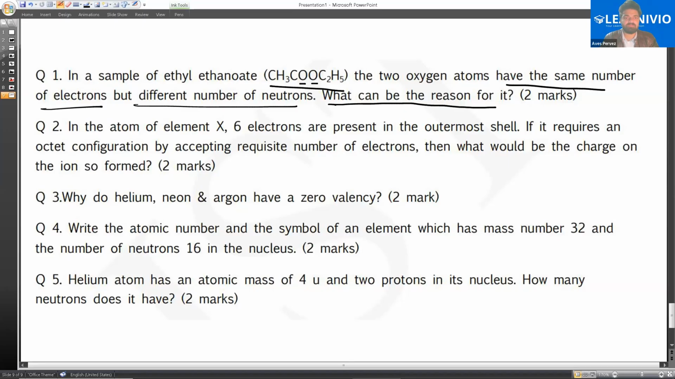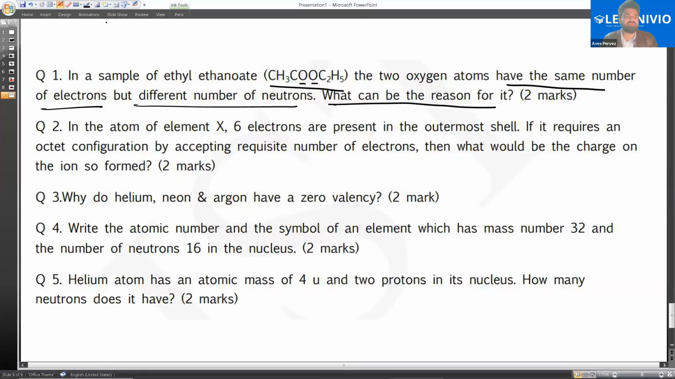Yes. Answer me, Safia, the first question. Why are they showing different behavior? Because they have different neutrons and the same number of electrons. So those elements that have the same number of electrons belong to the same atom, and having different neutrons means they have different mass. The same element having different mass are called isotopes. Okay.